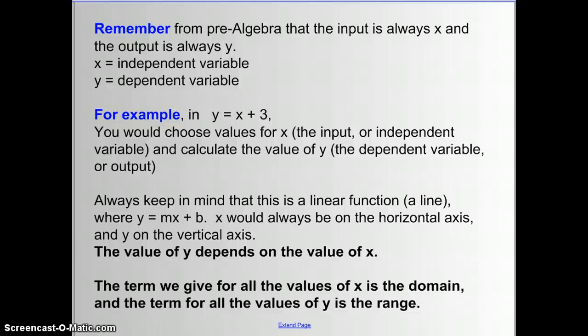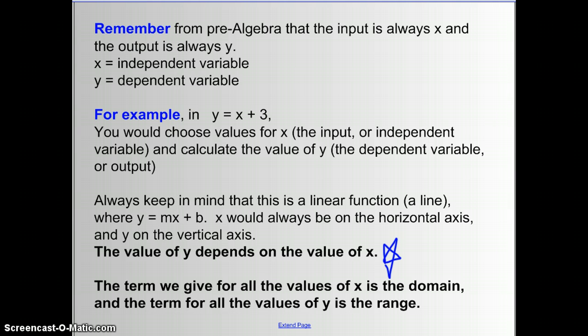For example, in y equals x plus 3, you would choose values for x, you would choose the inputs or the independent variables, and you would calculate the value of y. Y here is the dependent variable, and it is the output. Always keep in mind that this is a linear function. That means it's a line where y equals mx plus b. X would be along the horizontal axis, and y would be on the vertical axis. The value of y depends on the value of x. This is really important, okay? The value of y depends on the value of x.